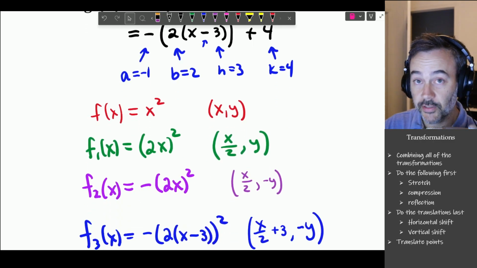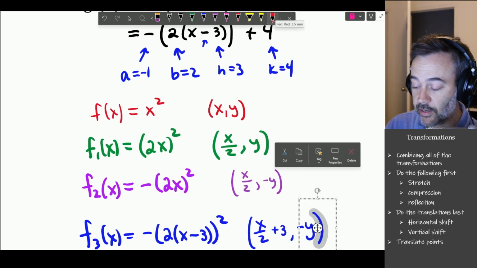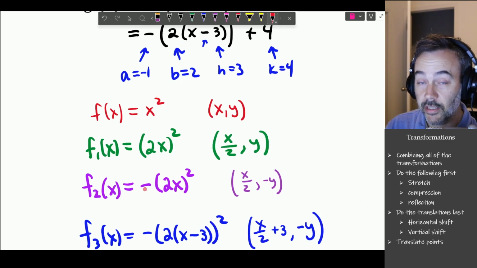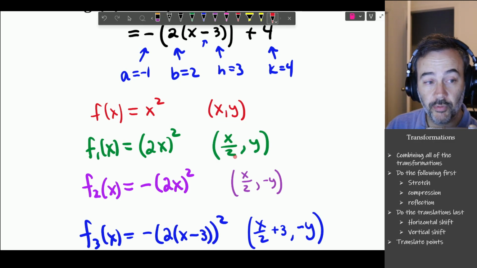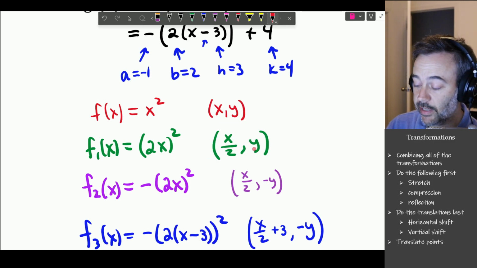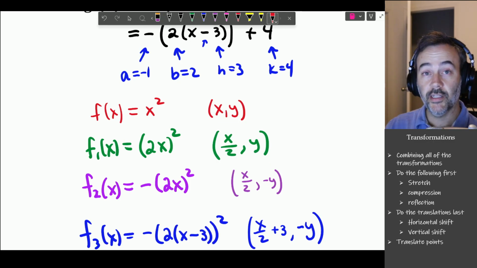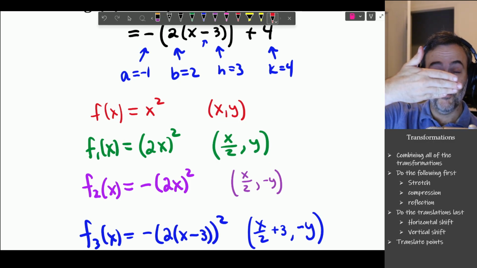Okay, the next transformation is the a coefficient, and that's out here. The a coefficient is -1. So now I'm multiplying all the y values, the outputs, by -1. So that takes the green points on this graph and multiplies all the y coordinates by -1. So that flips the graph over the x-axis.